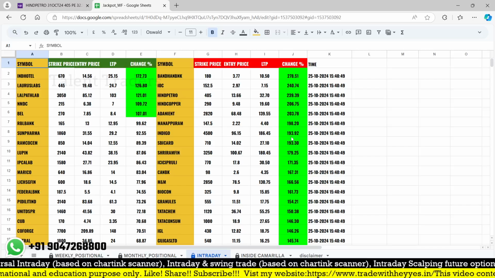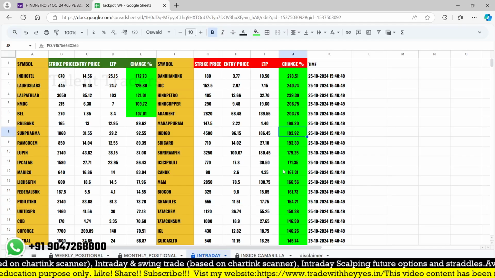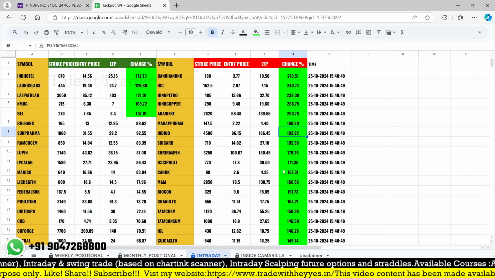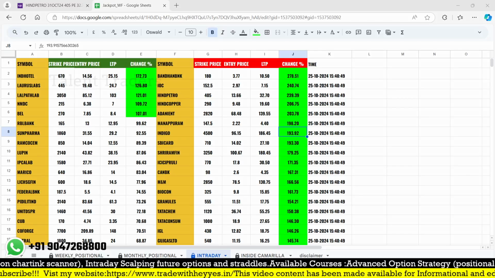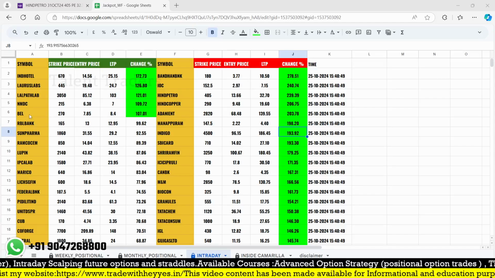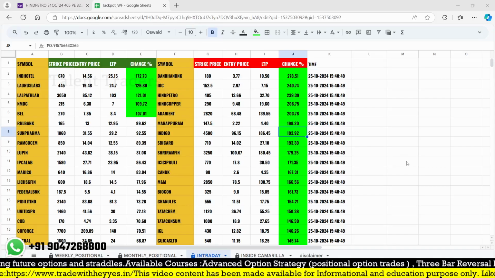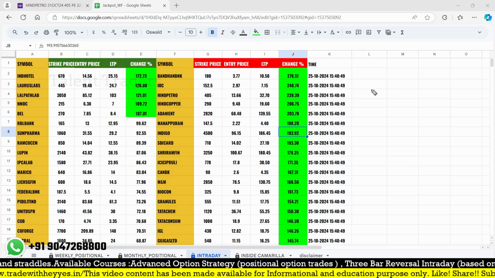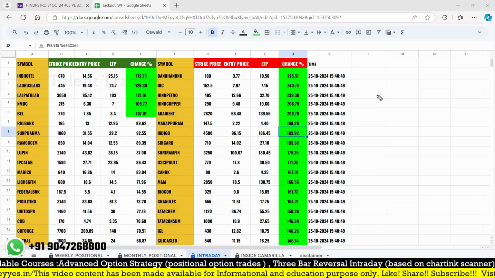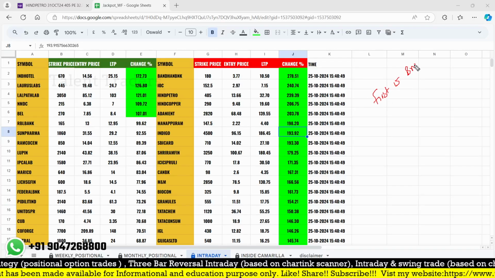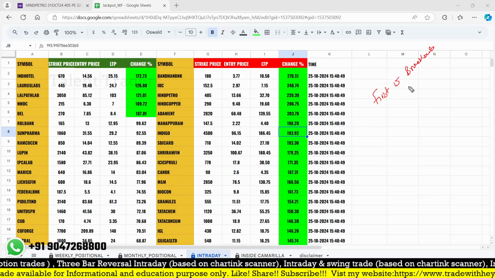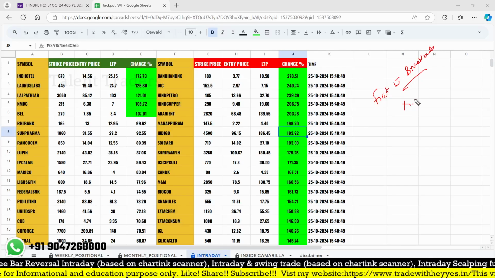Once the stock is reaching our R4 level, this sheet will show you 100%, which means it is ready to break out, and if it is less than 100, it's nearing the breakout. That is the concept. So the logic which I used, I'm just ignoring those stocks that break out in the first 15 minutes. If any stock breaks the R4 level in the first 15 minutes, I simply ignore it.